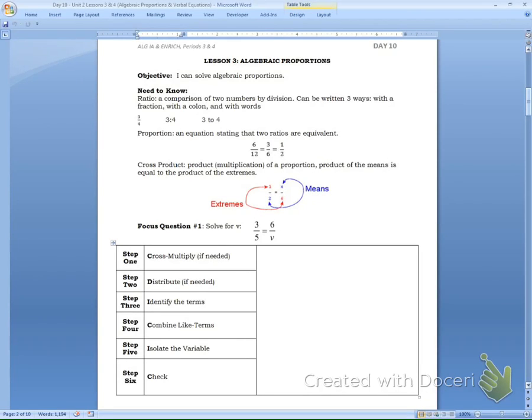This is Lesson 3, Algebraic Proportions. The objective of this lesson is that you can solve an algebraic proportion. So one thing you need to know is that a ratio is a comparison of two numbers with division.